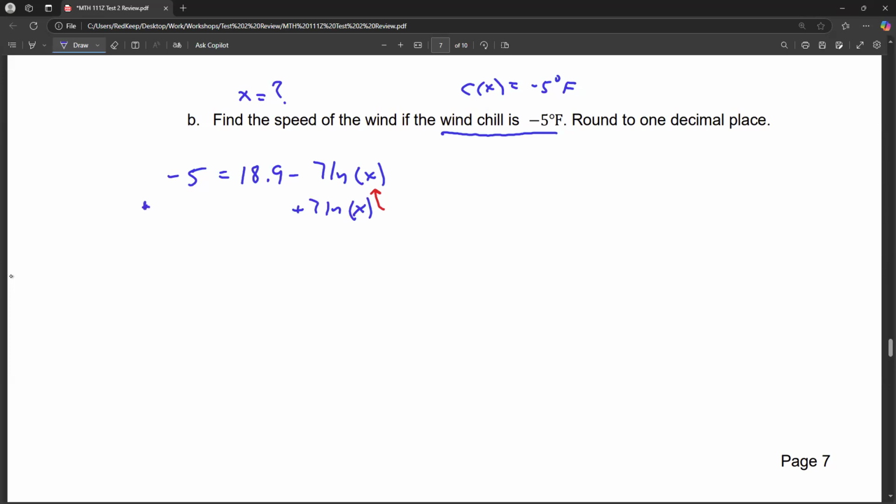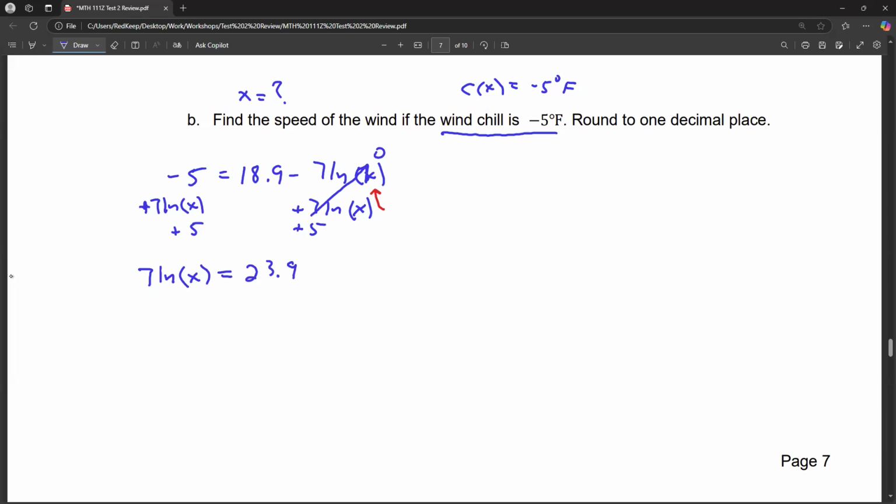Yours might vary, so don't feel like this is the only way. I'm also, at the same time, going to add 5 to both sides. Why not? We're capable, right? Let's have some fun. So I got 7 times the natural log of x is equal to 18.9. These two just go to 0. And then it's 18.9 plus 5, which is equal to 23.9.